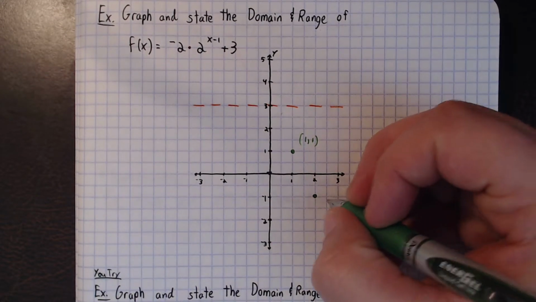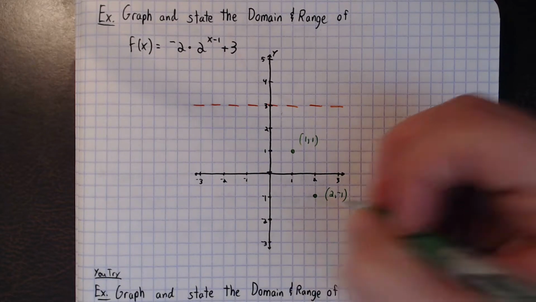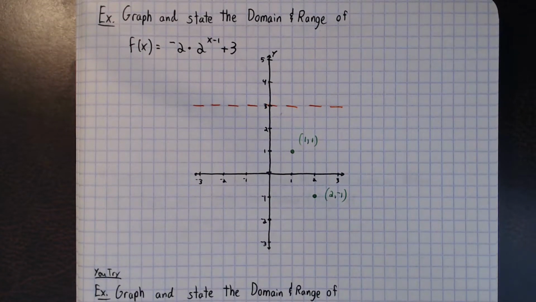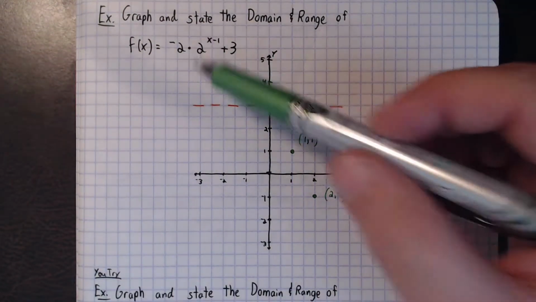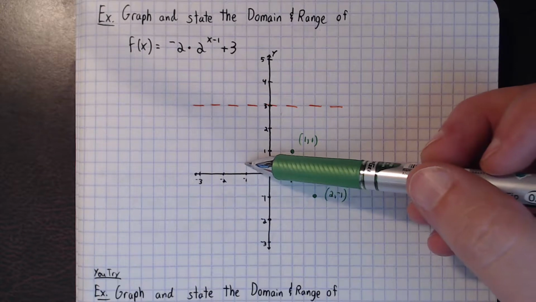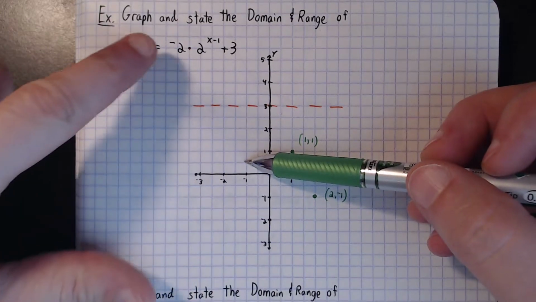That coordinate is 2, -1. We've got one more to work with. That's going to be -1 and 1 over b. So normally it'd be -1 and 1/2. We've got to flip upside down.